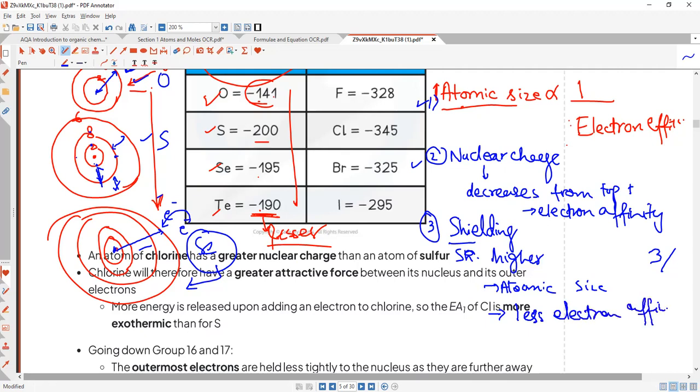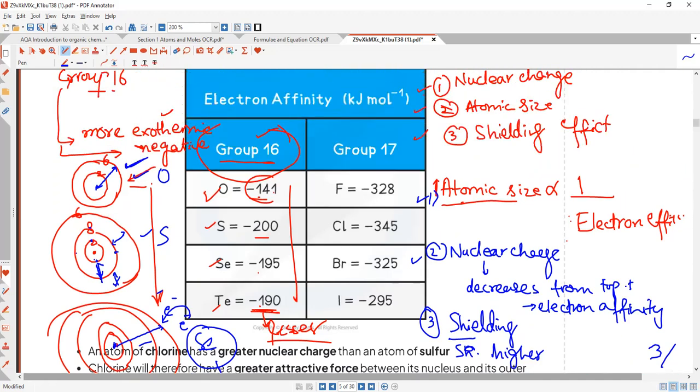In most groups of the periodic table, the electron affinity decreases down the group. But when we look at group 17, for fluorine, the trend is the same from chlorine to bromine. You can see it is going to a more negative value. But now you can see in chlorine and fluorine.